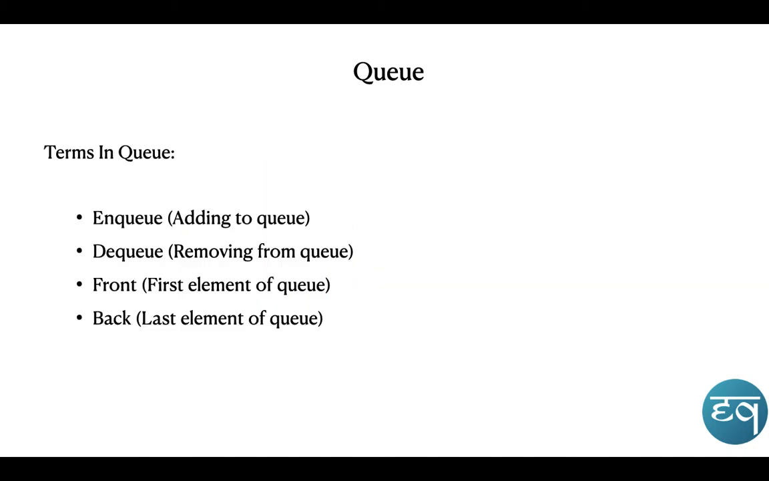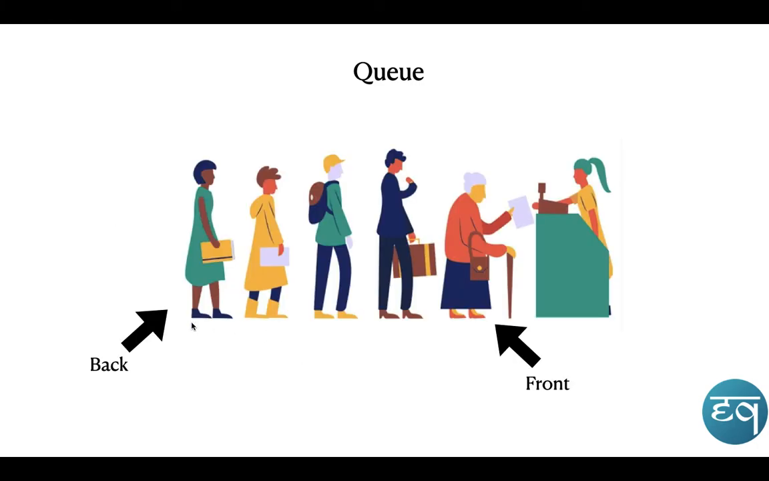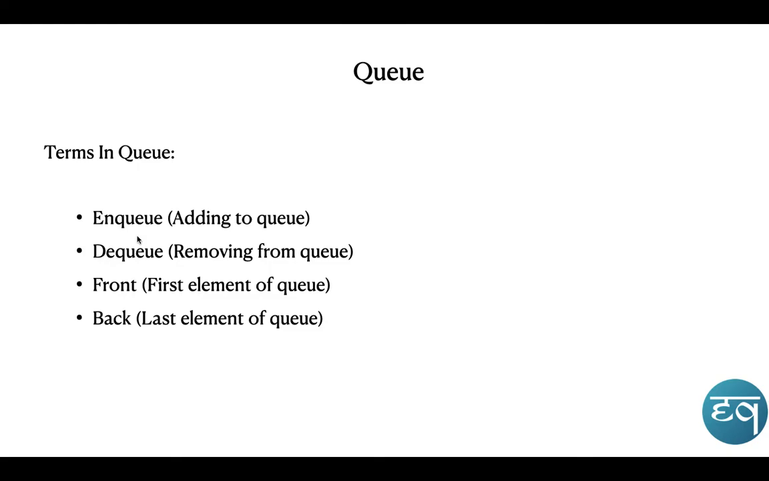Now let's see the terms used in queue. So enqueue is adding to a queue. Enqueue means adding something to the queue. So whenever we add something to the back of the queue, this operation is known as enqueue, or this function is known as enqueue. Similarly, dequeue is removing from the queue.